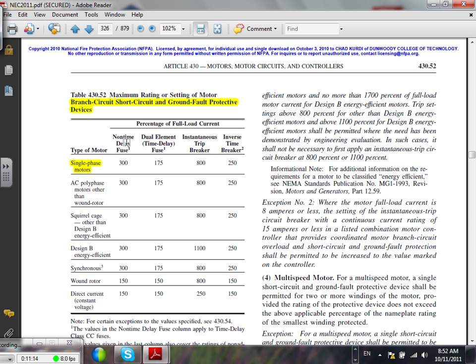Shall we do a non-time delay fuse? Your multiplier will be 30. So Chris does not like non-time delay fuse. He wants dual element, which gives better protection. So the multiplier is 175. My friend Tao over there says he loves the instantaneous trip circuit breakers, a special type of circuit breaker. Your multiplier is going to be 800.